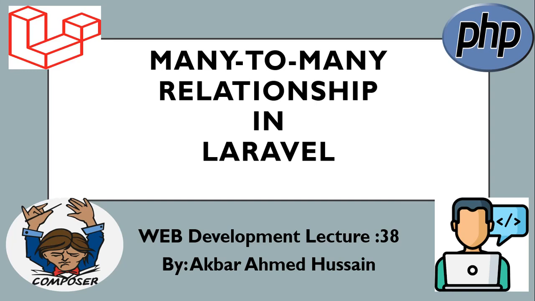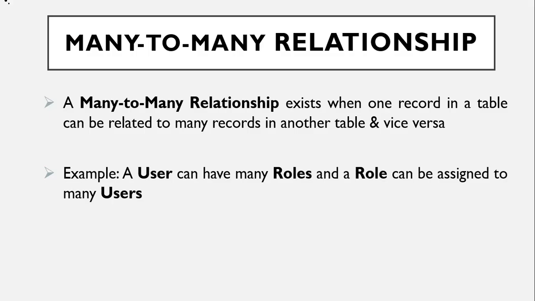So, what is a many-to-many relationship in Laravel? First of all, we will discuss what a many-to-many relationship is. A many-to-many relationship exists when one record in a table can be related to many records in another table and vice versa. Suppose you have two tables and in both tables you have records. One record is associated with many records in the other table and vice versa. In this example, a user can have many roles and a role can be assigned to many users. So this is all about the many to many relationship.